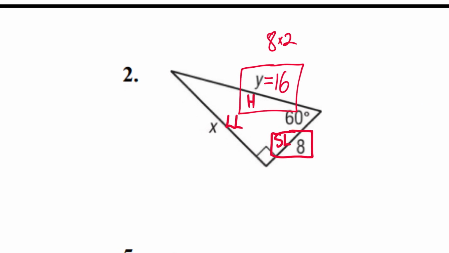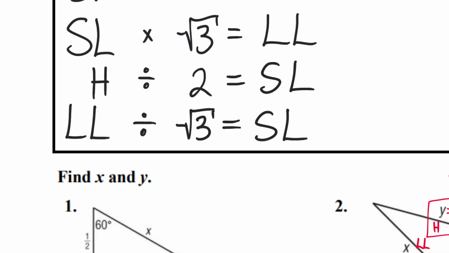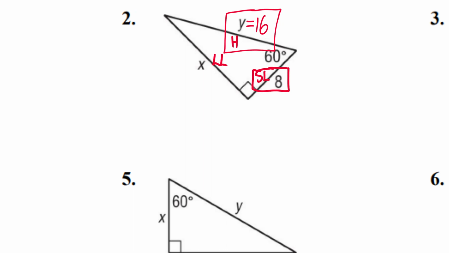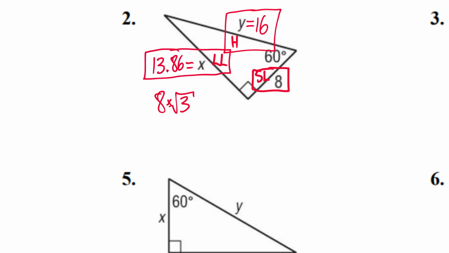Now from the short leg to the long leg, I do short leg times square root of 3 to give me the long leg. So, yep, 8 is the length of the short leg, so I'm going to do 8 times square root of 3. And what does that give me? 13.86.